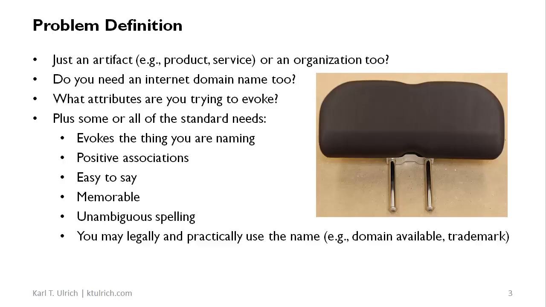And then, as indicated in the introductory module, some of the other things you almost always care about is, does the name evoke the thing you're trying to name? Does it have positive associations? Is it easy to say? Is it memorable? Does it have unambiguous spelling? And are you able to legally and practically use the name? That is, does it avoid infringing on the trademarks of others, and is the domain available? So you can think of these issues as resolving the basic problem definition task, just as we did for any other artifact.